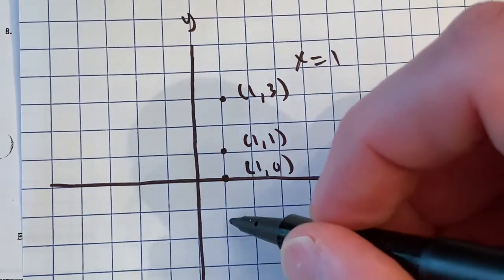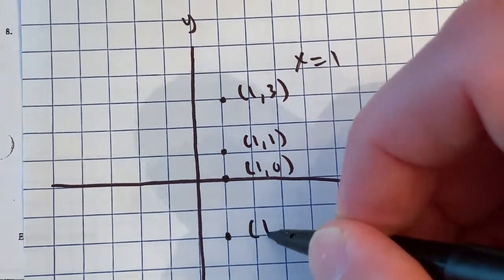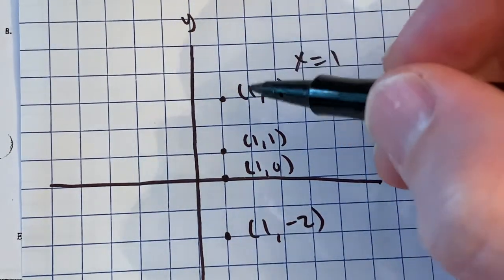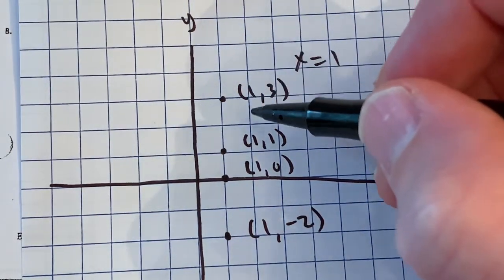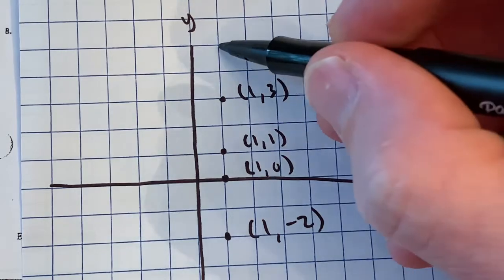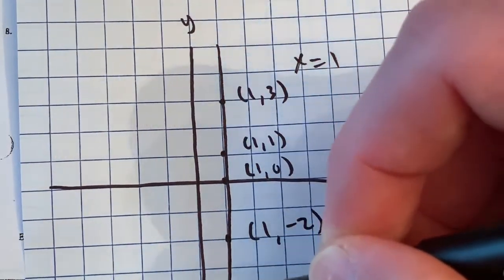If I go down, what's this point? (1, -2). So what do we notice about all my x values? So where x equals 1, I start to get this vertical line, right?